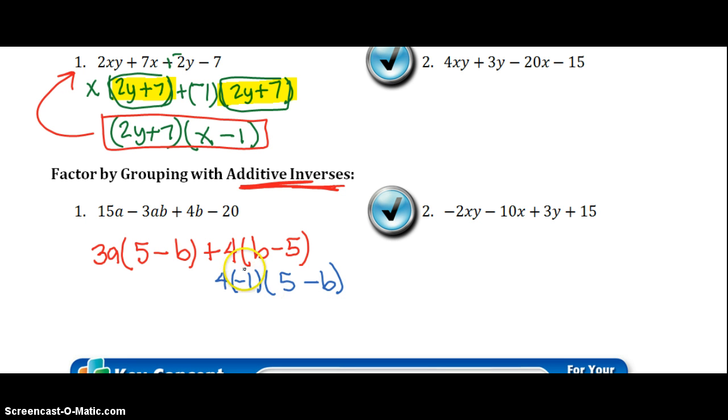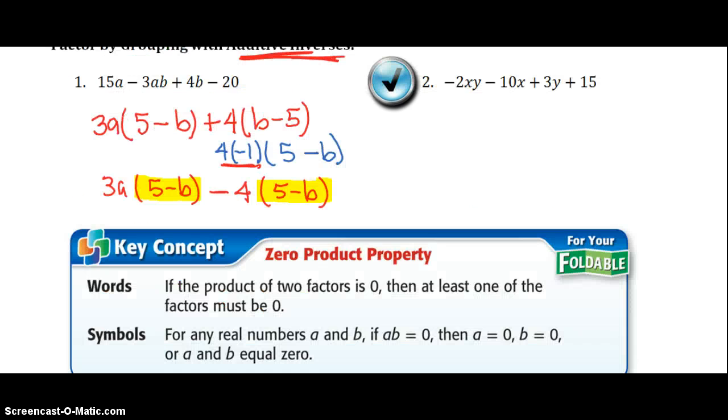See how you can check that? Negative 1 makes it negative 5, negative 1 would make that positive b. So what really happens is I have 3a times 5 minus b minus 4, because positive negative here makes negative 4, 5 minus b. And I want to have the same term.